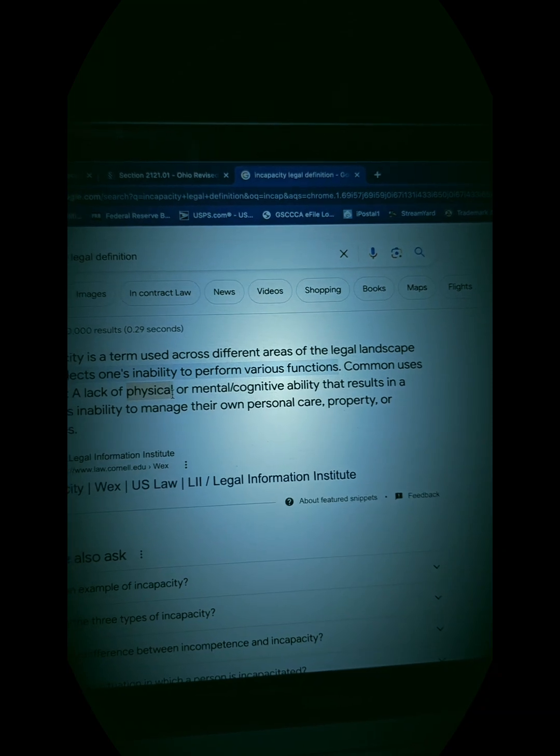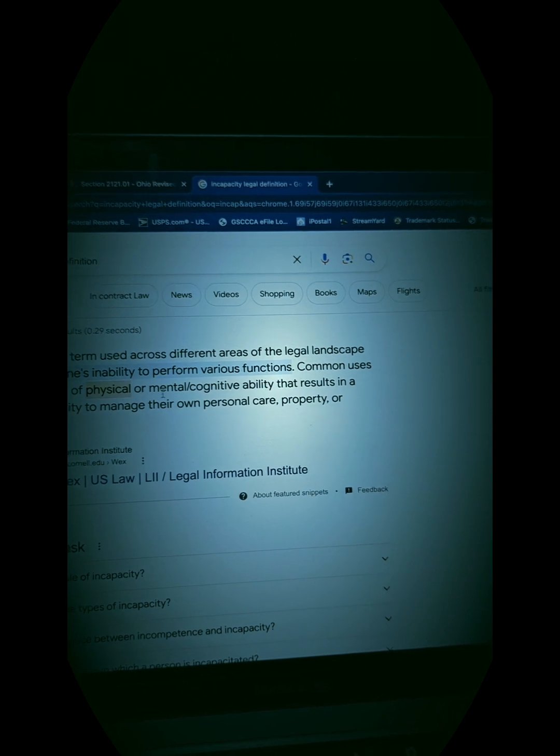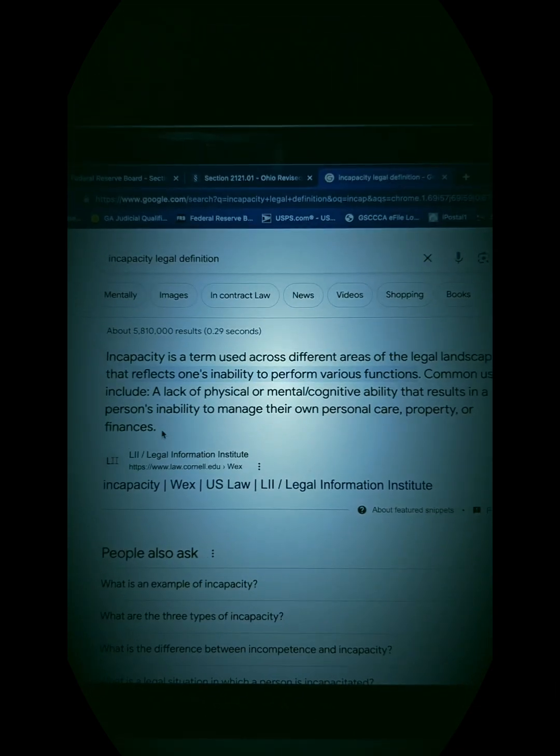Even if you're in jail, you're locked up. That's a physical disability. You have a lack of physical ability to do anything about it. So you can be considered in a state of incapacity. That results in a person's inability to manage their own personal care, property, or finances. Okay? It says it. So everything that we've applied for, light bills, gas bill, water bill, rent, mortgage, car notes, everything we've ever applied for, those are your finances.